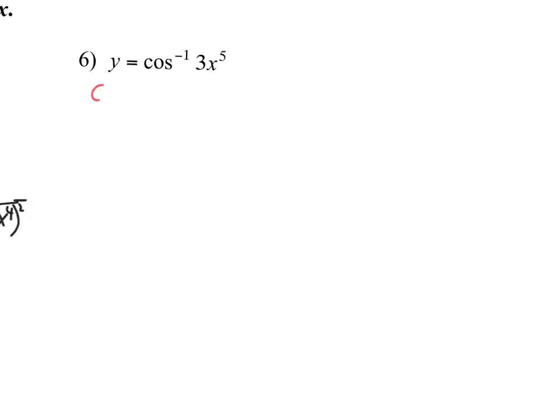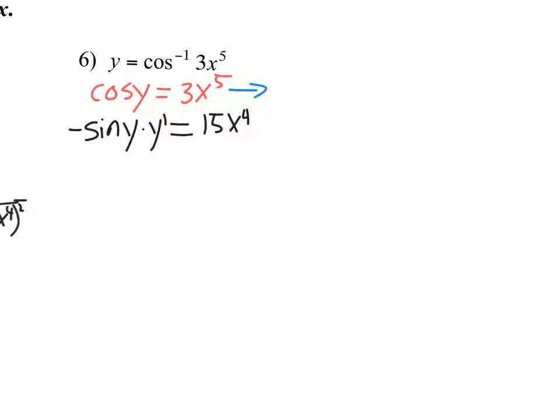Okay, same thing for number 6. I'm going to rewrite this as cosine of y is equal to 3x to the fifth. And remember that I need to deal with that in a minute with a triangle. Derivative of cosine of y is going to be negative sine of y times y prime. And derivative of 3x to the 5 is going to be 15x to the 4. Getting y prime by itself, because that's what we're trying to do here, we get 15x to the 4 divided by negative sine of y. We need to know what sine of y is, and for that we're going to go make a triangle.